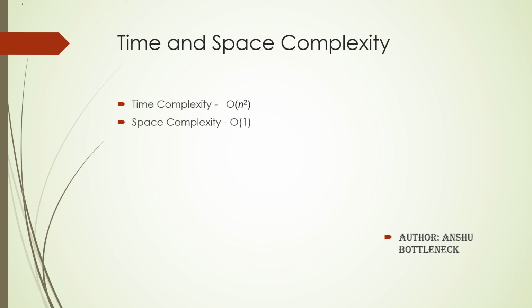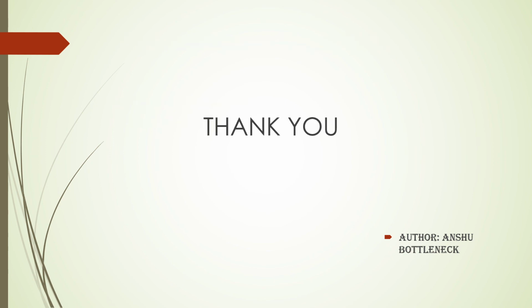Now where the n is the number of items in the list, space complexity O(1) means that even though your list is sorted, it's going to traverse the entire list, so it is going to use the space for the entire list at least once. So now this is all about the selection sort.